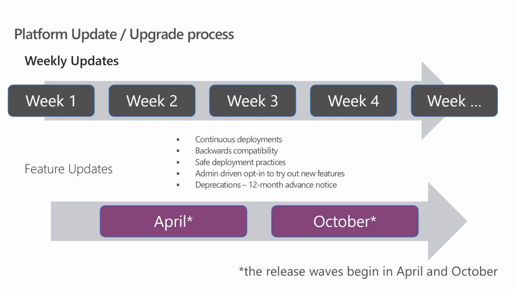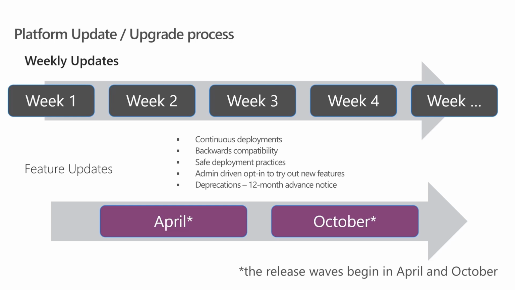From an update and upgrade perspective, you can think about updates as happening on an ongoing weekly basis using a safe deployment practice where they deploy to one of the stations. There are multiple stations and those roll out. So you may find, depending on where you're located in the world, that you may get things a little bit earlier than other parts of the world. That's all part of how the weekly updates roll out across the geographic areas.